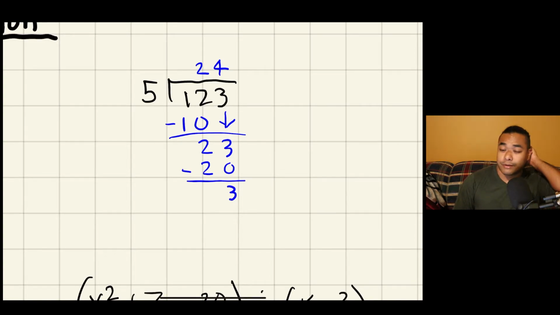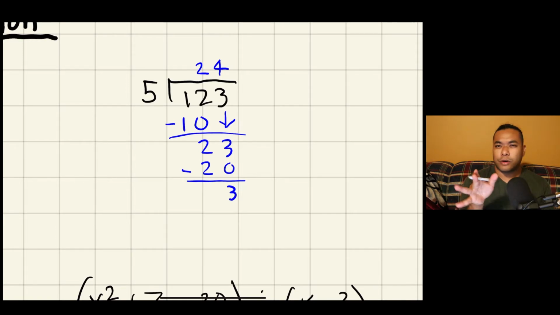So I think most of you know that I could keep going and say, well, let's just add in this 0.0, bring it down, and then keep solving. Eventually, we would know that this is the full answer. 123 divided by 5 is 24.6, right? If I did that 0 bring down. But for now, let's not do that.